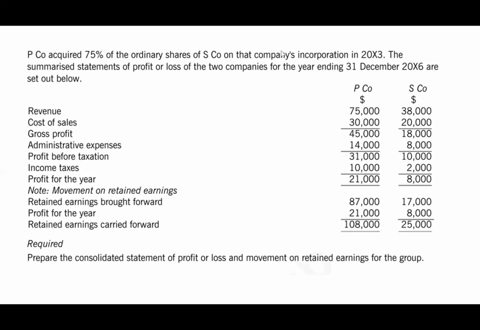First things first, the moment we know the ownership percentage of the parent, that automatically gives us the percentage for non-controlling interest, which is 25%. Is that important? Yes, that is important. We are going to use that in the last working later. So please focus. The summarized statements of profit or loss of the two companies for the year ending 31st December 2006 are set out below.